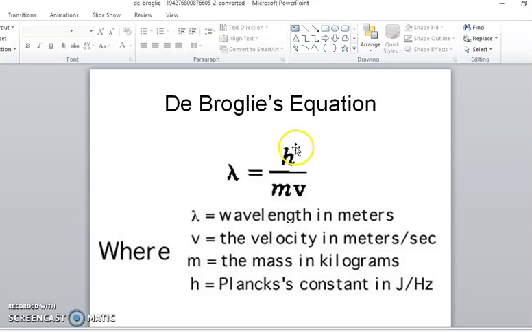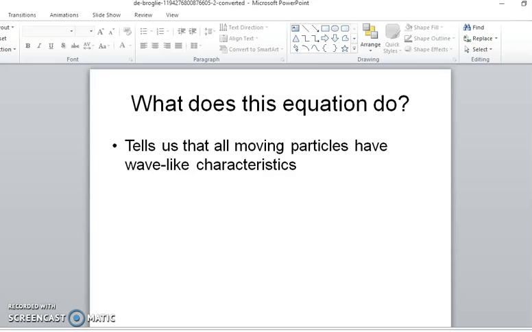h is Planck's constant, very well, and m is the mass of the substance which you are interested in. v is the velocity. And they are given the unit also. Wavelength must be in meter. We are discussing in SI unit. Velocity must be in meter per second, mass must be in kilogram, and h is Planck's constant in joule per second. That is 6.6 into 10 raised to minus 34. That is the value of the Planck's constant.